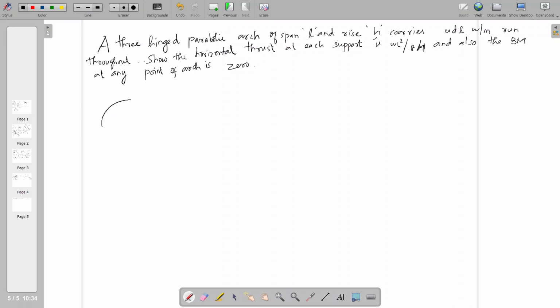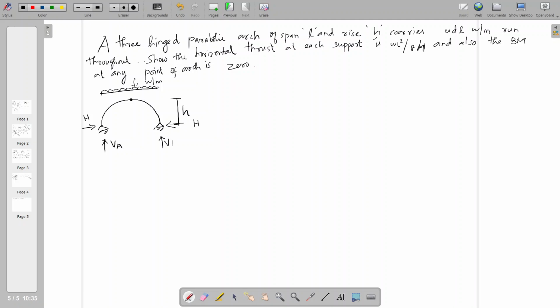So let us consider it is a three hinged arch, with hinges at the supports and at the crown point. The h is the rise. We have VA and H due to only the vertical load present in the arch. So H is the same at both supports. The load is UDL w per meter run throughout the span.